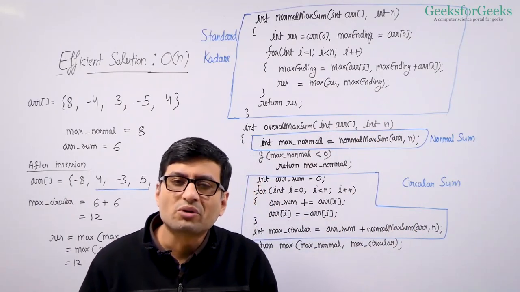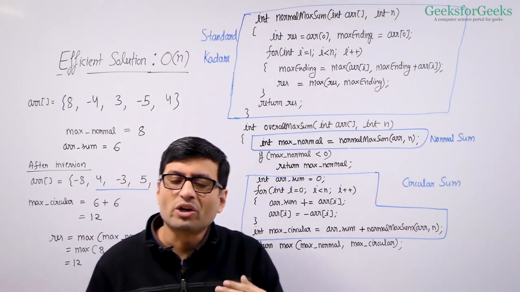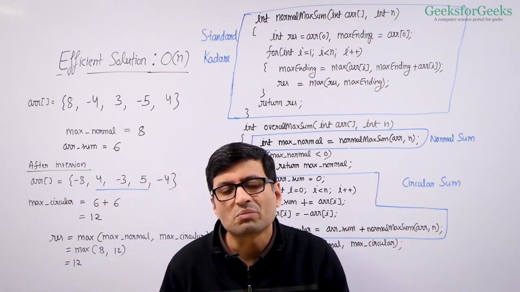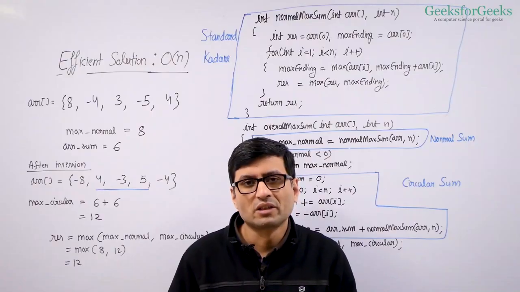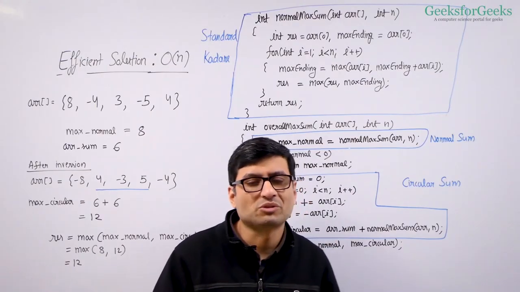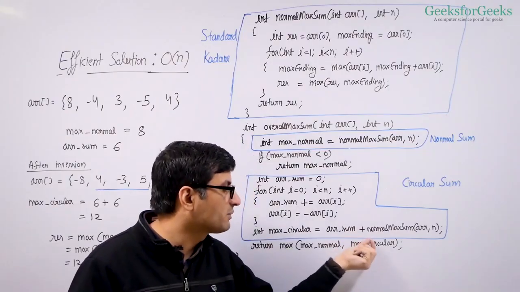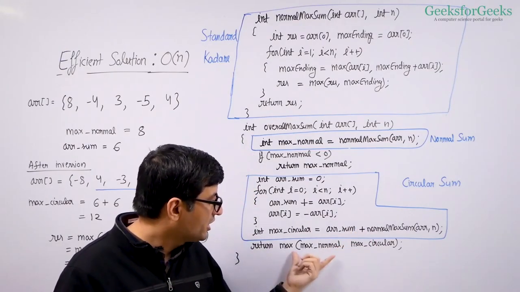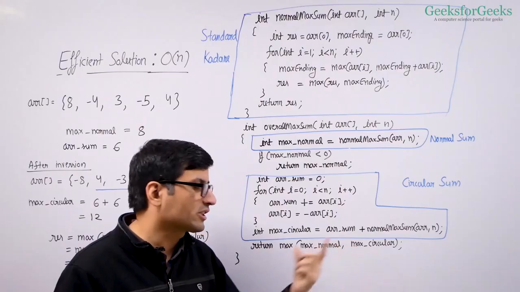So when you are finding out maximum sum in an inverted array, you are basically finding out minimum sum in your original array. So instead of subtracting the minimum sum, we add the maximum sum here because this is inverted. So we do minus minus, which becomes plus. And at the end, we simply return max normal and max circular.